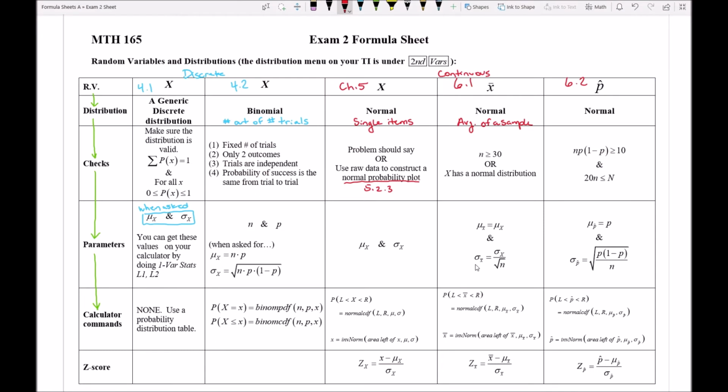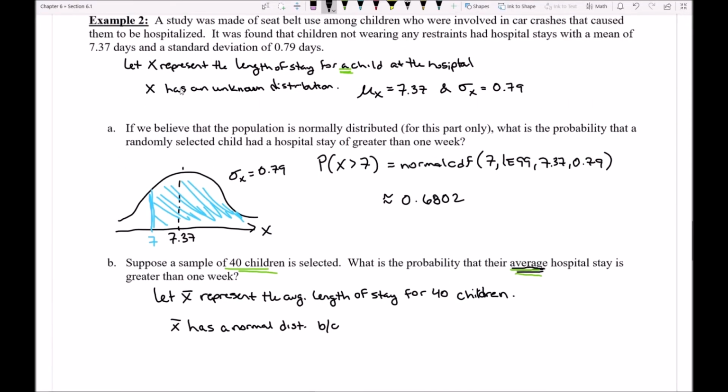because I can think ahead about my checks. Remember, I can only say that x bar is going to have a normal distribution if n, my sample size, is greater than or equal to 30, or if x has a normal distribution. Notice that right now, I don't know that x has a normal distribution. It's got an unknown distribution. But my n is 40. So here I can say since n is 40, and that's greater than or equal to 30, I have a normal distribution.